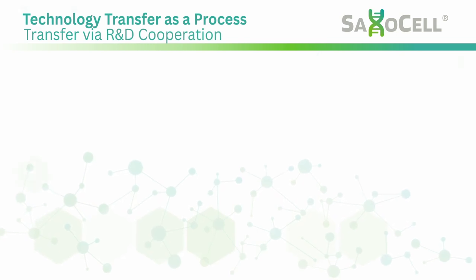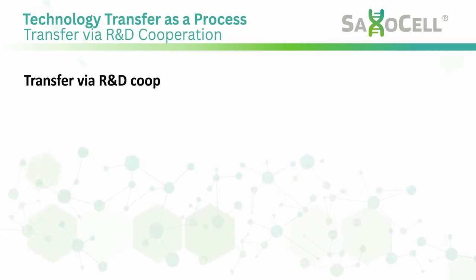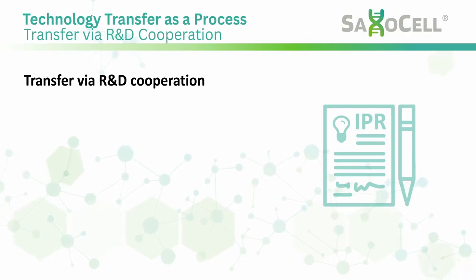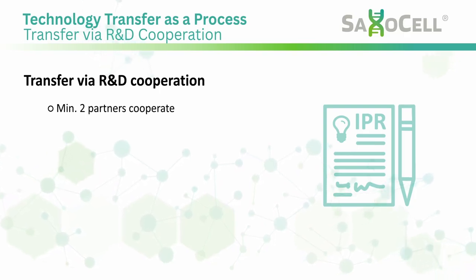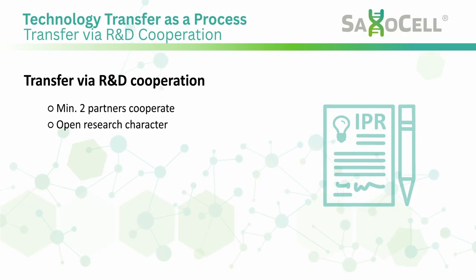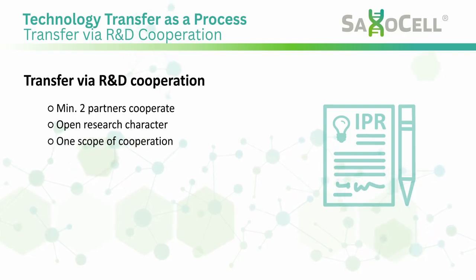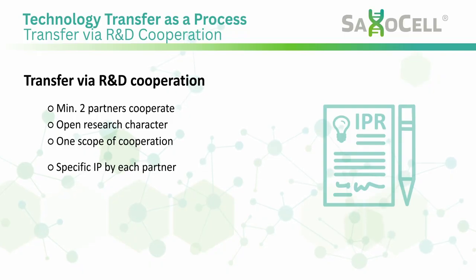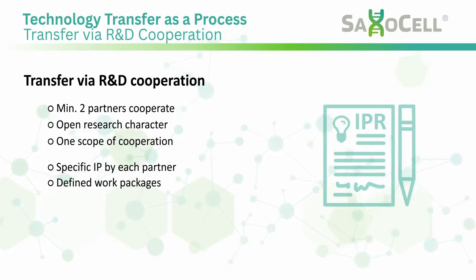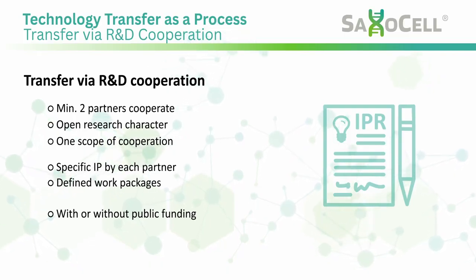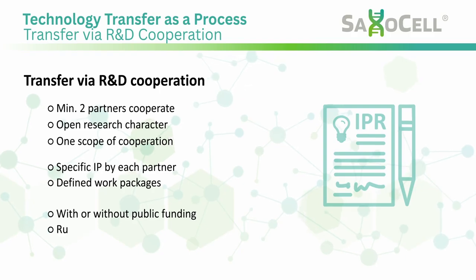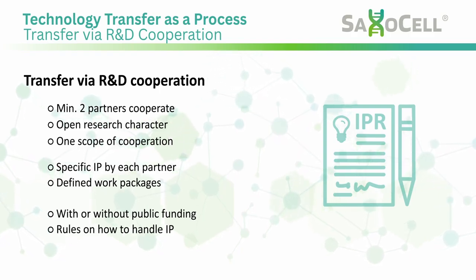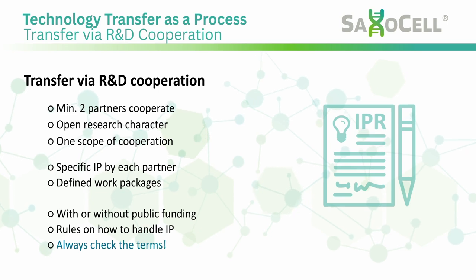Another possibility for knowledge transfer is via an R&D cooperation. As the name suggests, R&D cooperation brings together at least two partners, often combining academic and industry expertise to achieve a shared research goal. Each partner contributes specific intellectual property to the project with clear work packages defined. Whether publicly funded or not, it's crucial to establish guidelines on handling IP, both existing and jointly created as well. So always check these terms carefully.